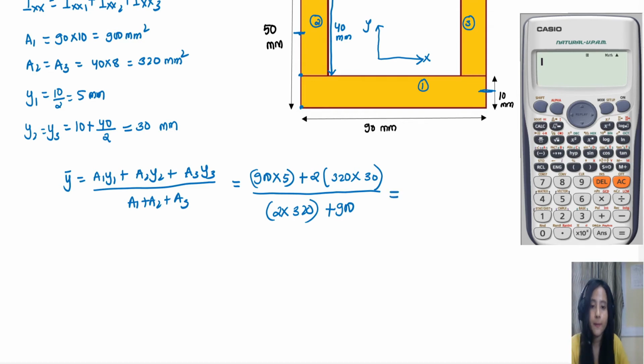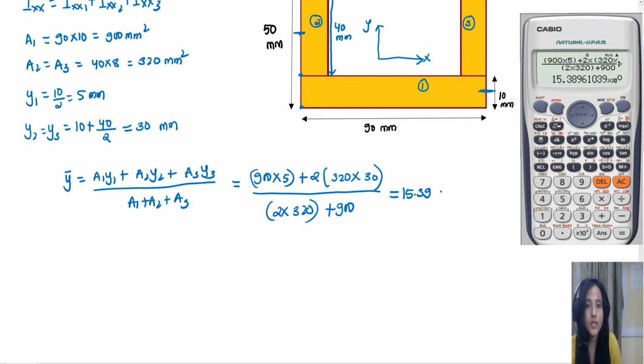Let's see on my calculator. 900 into 5 plus 2 into 320 into 30, divided by 2 into 320 plus 900. So this is coming equal to 15.39 mm. So this is my y bar.